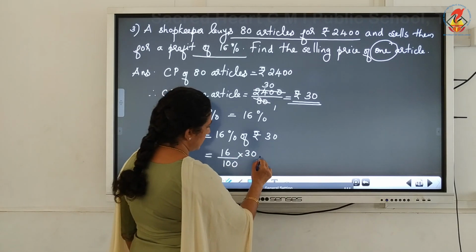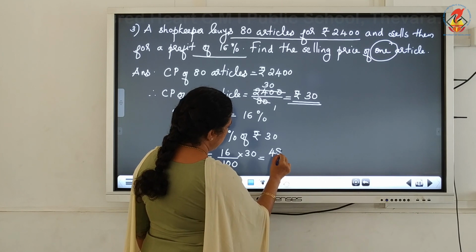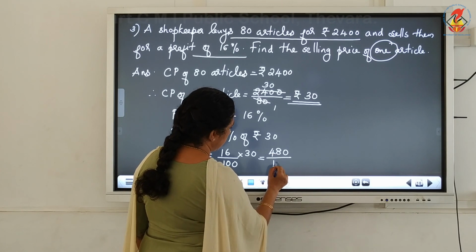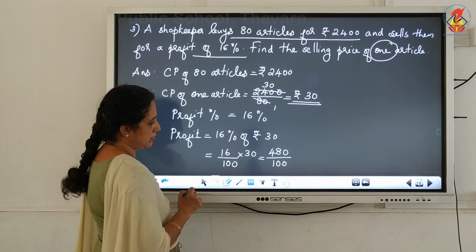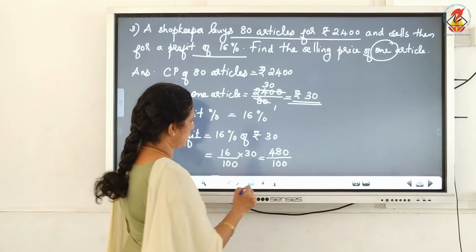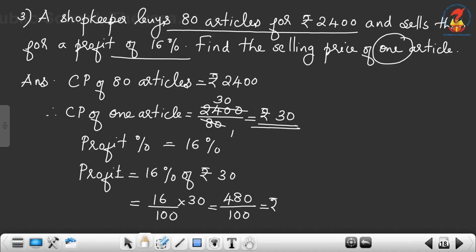Now 16 into 3, 48. So 480 divided by 100. So what you will get? 4.80. So the profit is rupees 4.80. That is the profit on one article, rupees 4.80.